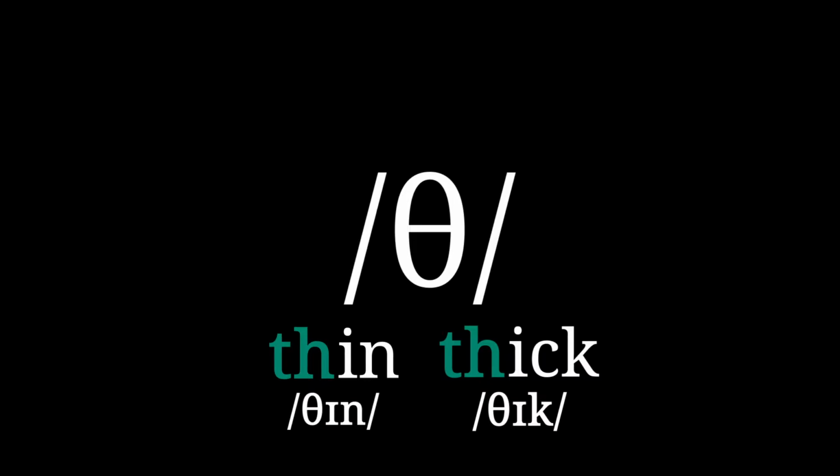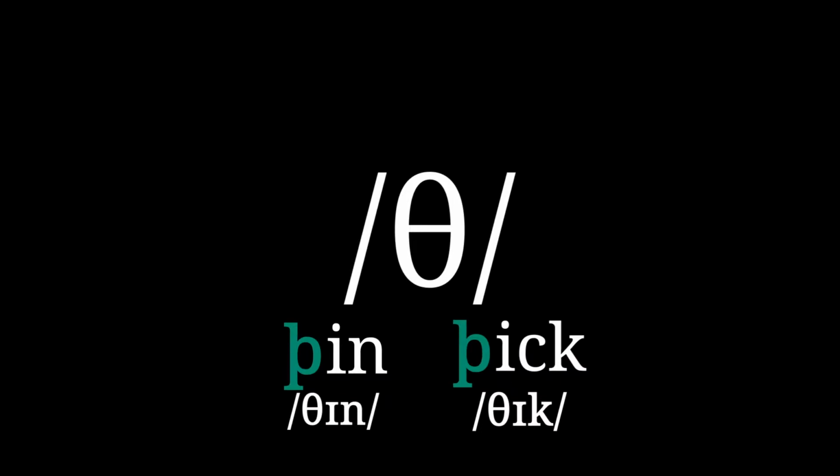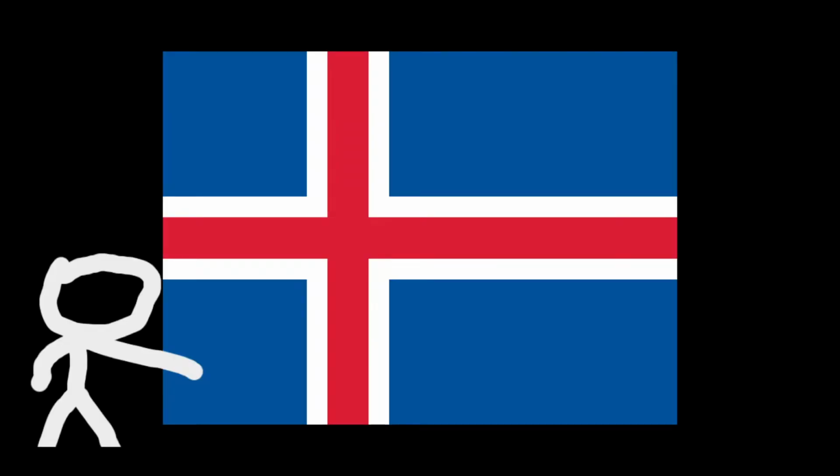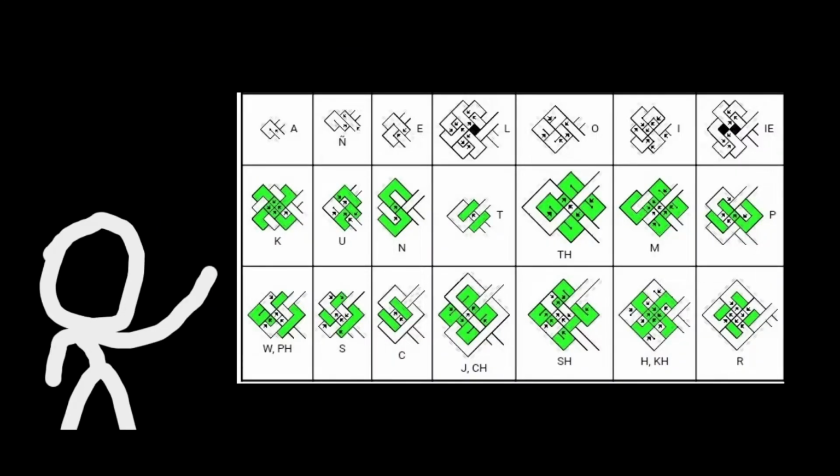The letter thorn's pronunciation is the voiceless dental fricative, th, as in thin or thick. Let's replace those th's with thorns. That's better. The letter thorn comes from the Anglo-Saxon rune of the same name, which is itself from the Elder Futhark rune Thurisaz, which is just thorn but sharp. Thorn survives today in Icelandic, and has also been adopted by a few conlangs, like Kalin.